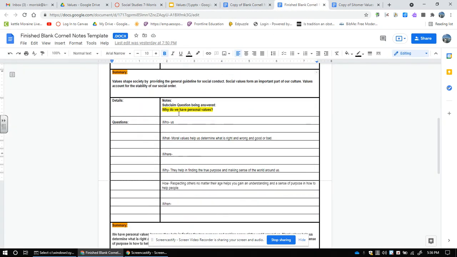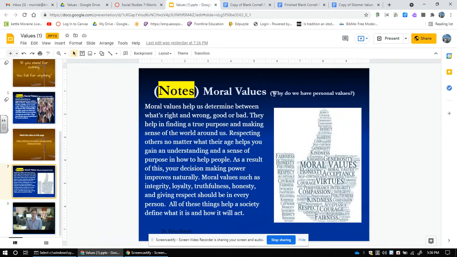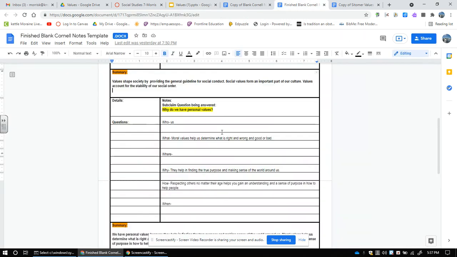The question here is, why do we have personal values? That's our subclaim question right here. Why do we have personal values? Then I'm going to go through: moral values help us determine between what's right and wrong, good or bad. Who? Us. What? Moral values help us determine what's right or wrong, good or bad. Same thing, who, what, where, why, how, when.